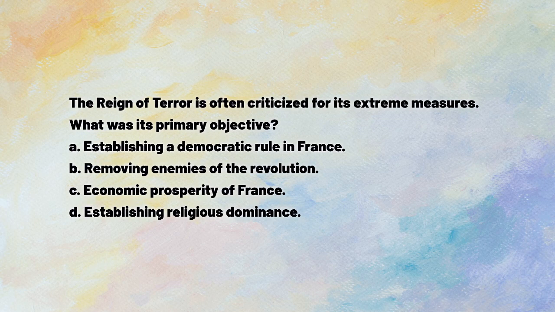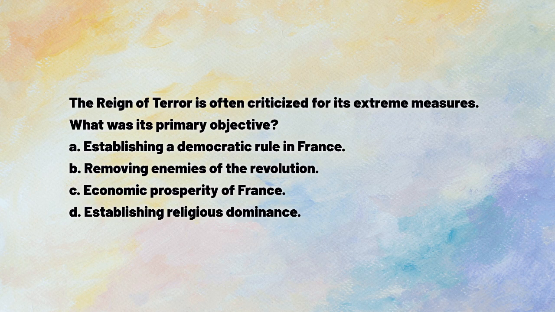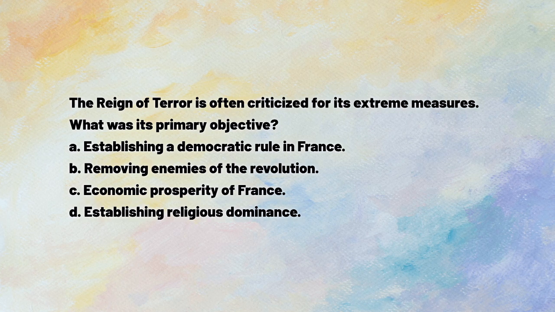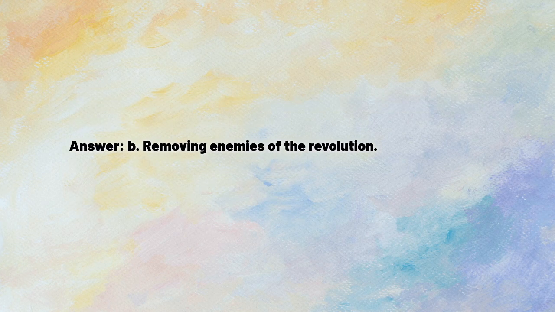The Reign of Terror is often criticized for its extreme measures. What was its primary objective? A. Establishing a democratic rule in France. B. Removing enemies of the revolution. C. Economic prosperity of France. D. Establishing religious dominance. Answer B. Removing enemies of the revolution.